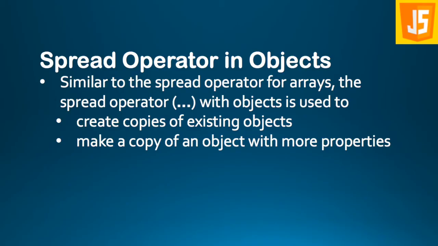Another very useful concept in JavaScript is spread operators in objects. We have earlier seen the spread operator for arrays, which was used to create a copy of an array. The spread operator for objects is again used for a very similar purpose: create copies of existing objects and make a copy of an object with more properties. So if I want to inject more properties into a copy, I can use the spread operator. So let us see a couple of examples and this will become clearer.